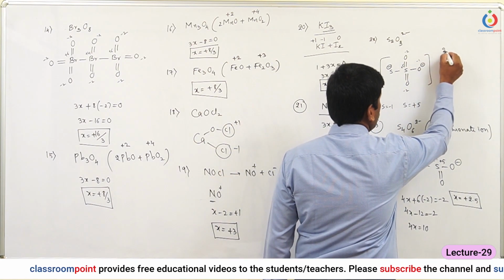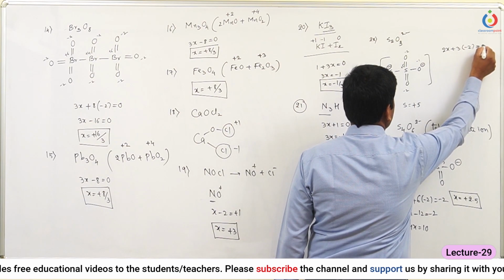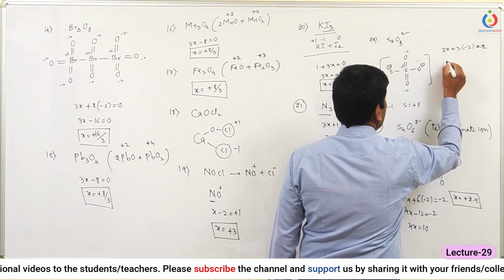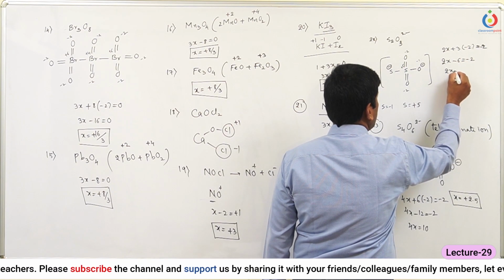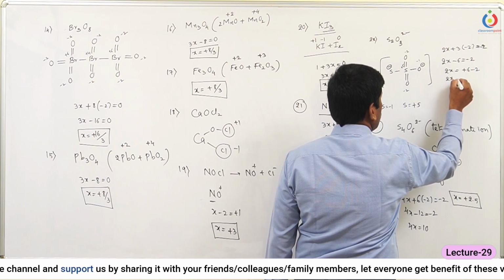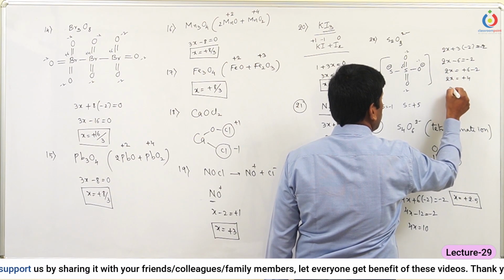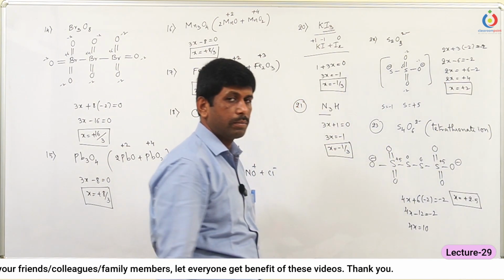So 2 sulfur, so 2x plus 3 into minus 2 equals minus 2. 2x minus 6 equals minus 2. 2x equals plus 6 minus 2. 2x equals plus 4. x equals plus 2 oxidation state.